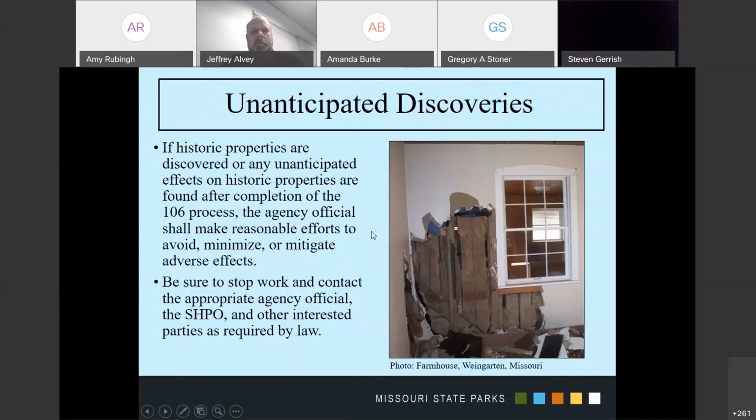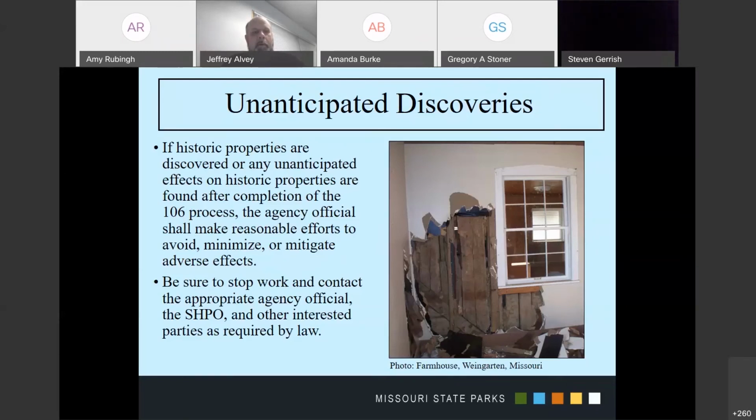So, unanticipated discoveries. This is something that's important to keep in mind for everyone, agency people, consultants: the possibility of things appearing at a later date that you did not anticipate, especially historic properties. If any historic properties are discovered, or any effects on historic properties occur after the completion of the 106 process, what's required of the agency is to make a reasonable effort to avoid, minimize, or mitigate adverse effects. It's very important that when these unanticipated discoveries occur, work be stopped.